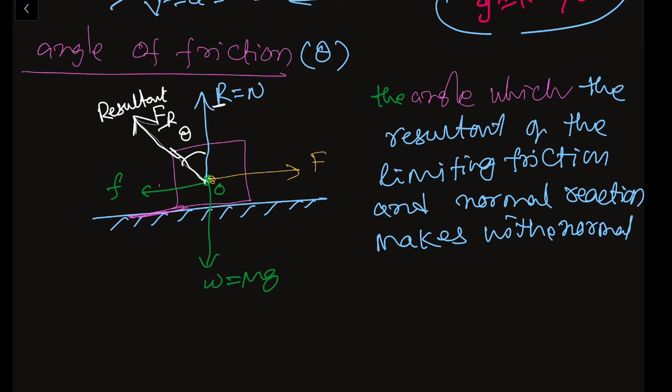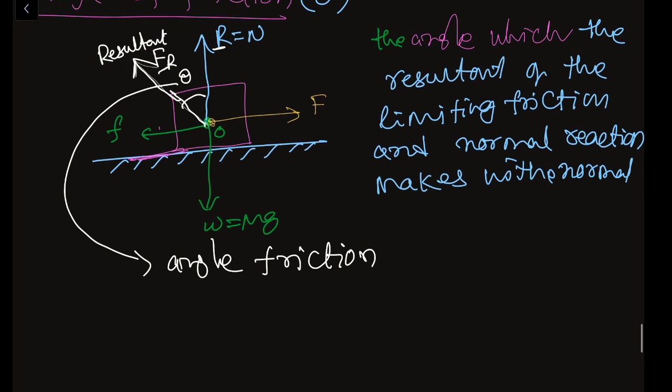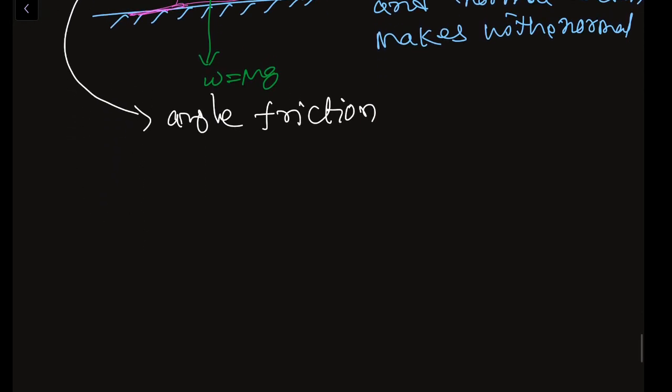Got it, children? Yes, which is very, very important. So children, this angle is the angle of friction between the resultant force and the reaction force. Got it, children? Then angle of repose. For the angle of repose, we have to mention a different angle, that is alpha.